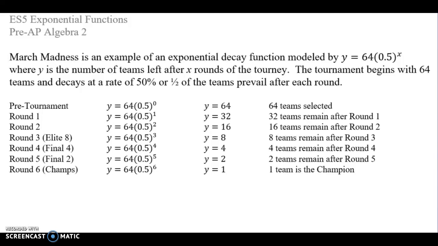March Madness, this is good timing. March Madness is an example of exponential decay. And this, I want you to circle this. This is the equation that models March Madness. Whoa.